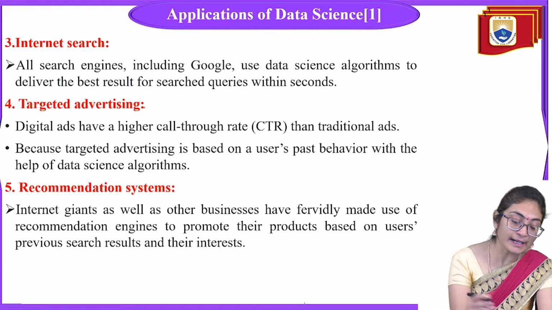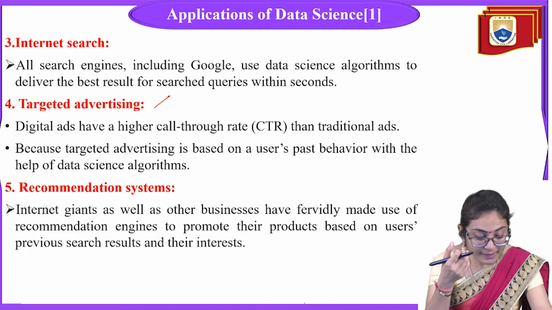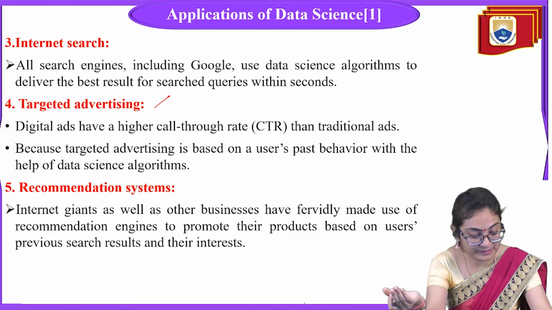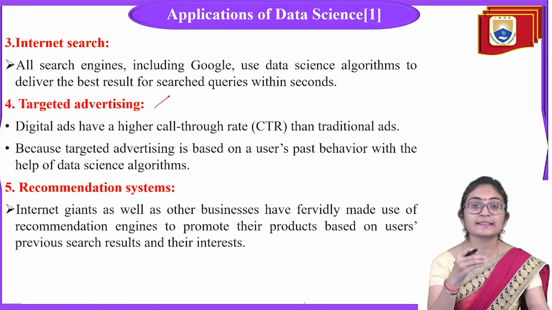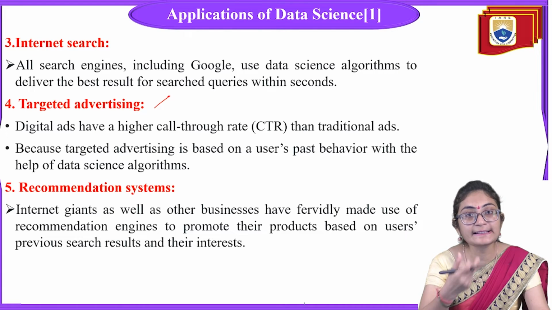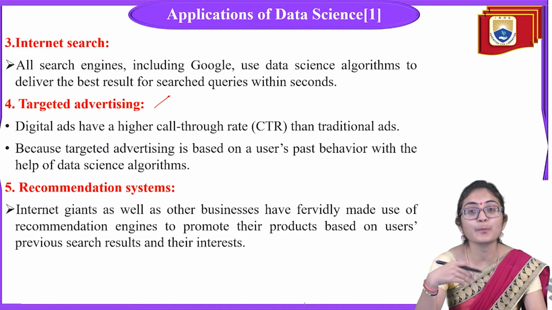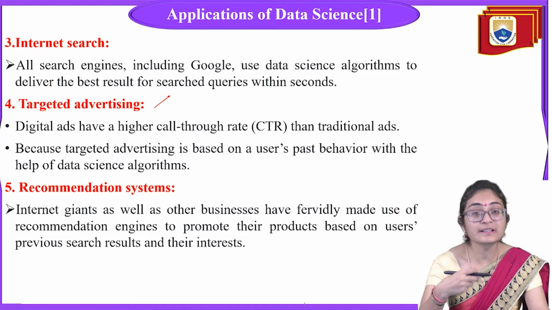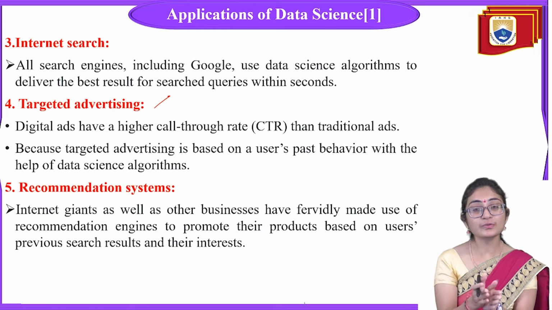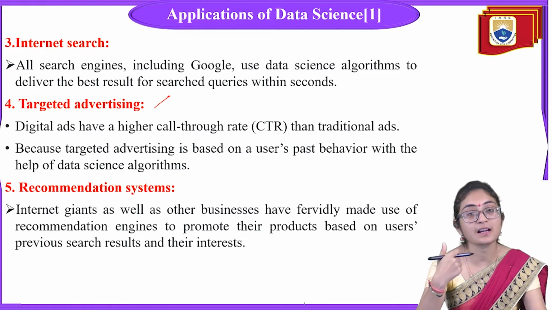Then targeted advertisement. Generally, digital advertisements have a higher click-through rate than traditional advertisement. Obviously, we can say that nowadays digital advertisement is increasing day by day. So they are giving the best result as compared to traditional advertisement, because targeted advertising is based mostly on users' past behavior, which is with the help of data science algorithms.